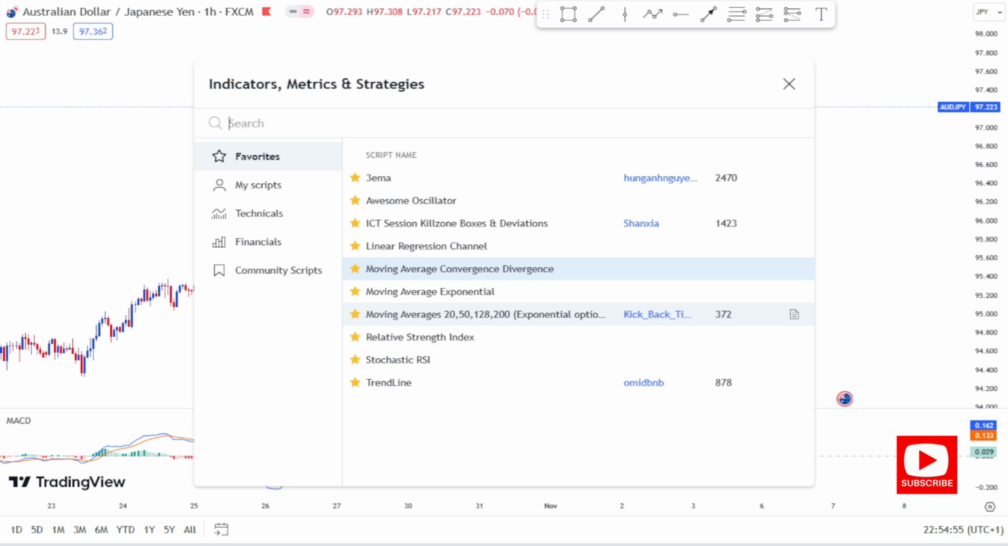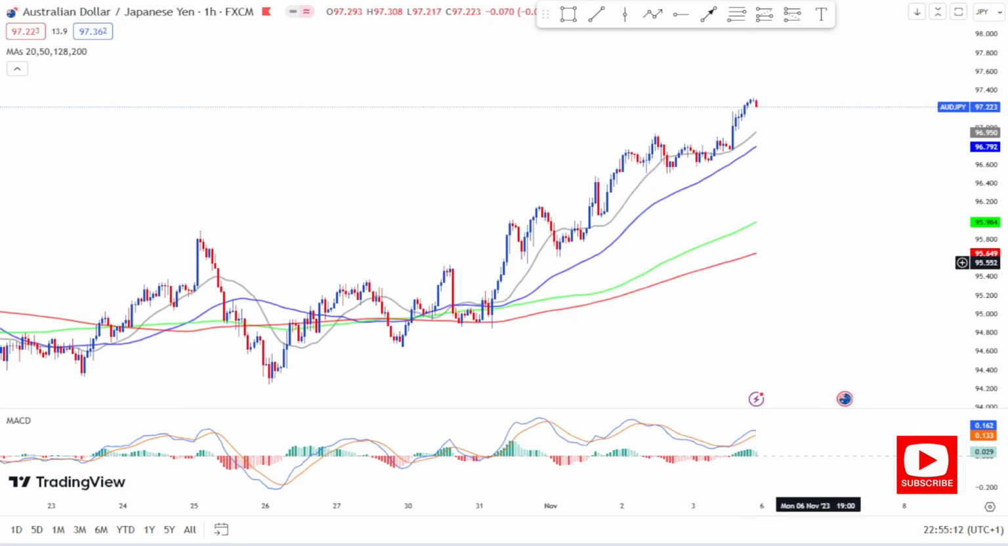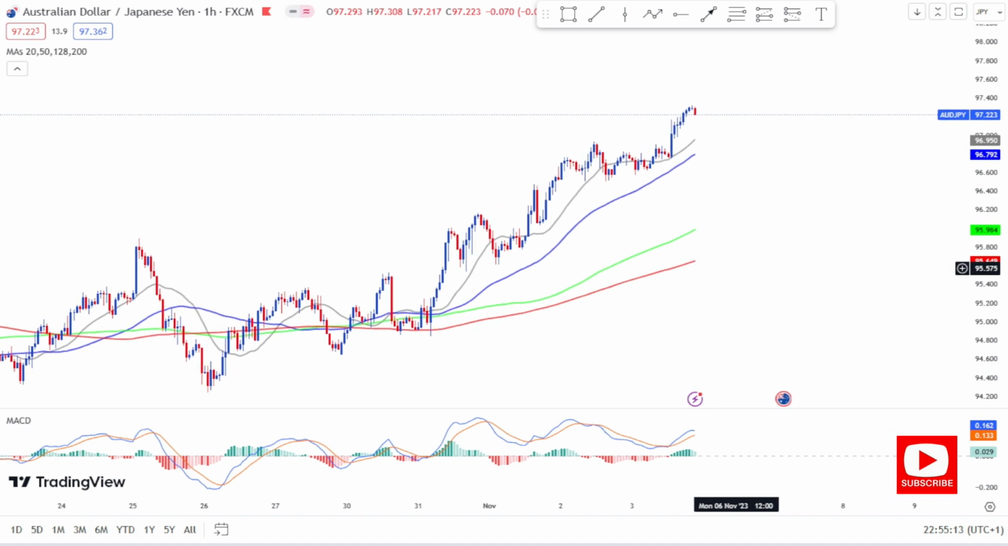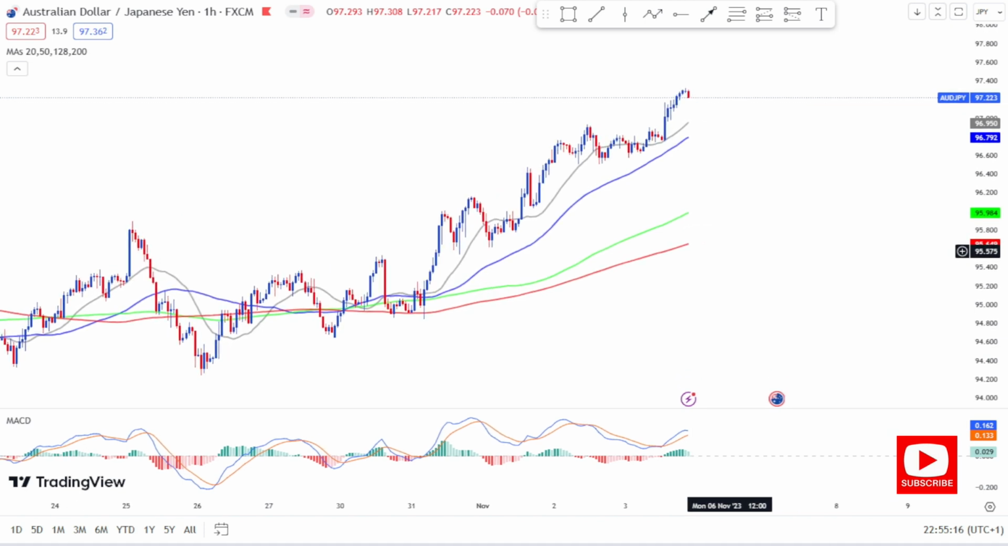The second indicator we are going to be adding is the moving averages 20, 50, 128 and 200 by Kickback, and you can just copy it right here and search it. It shall be shown, but I have it in my favorites, so I will just be adding it to my chart. Once all done, you're going to be looking at the chart in a colorful way, but we are going to be setting this indicator up so it will be able to accommodate our strategy.